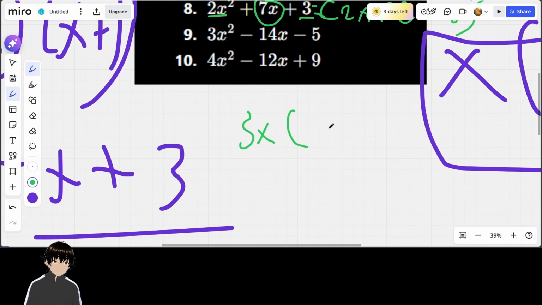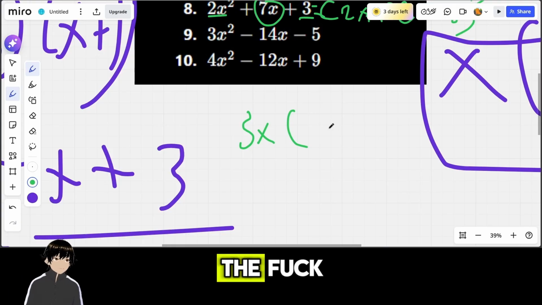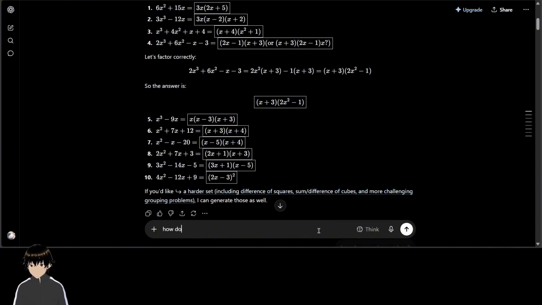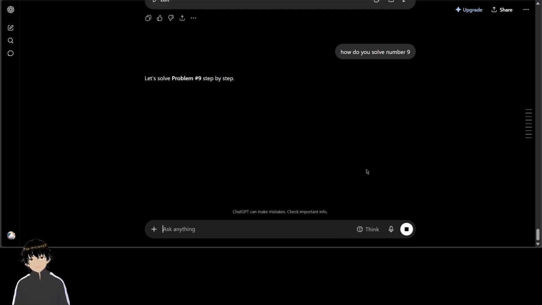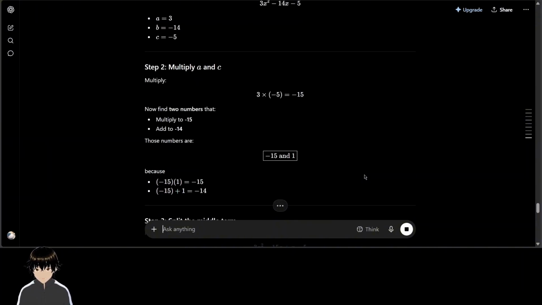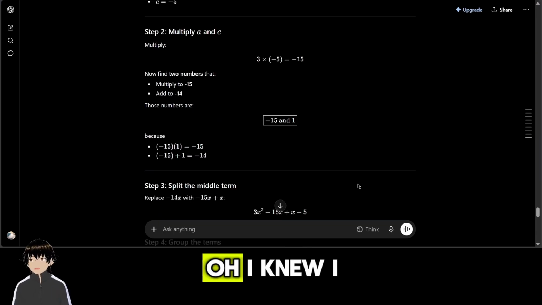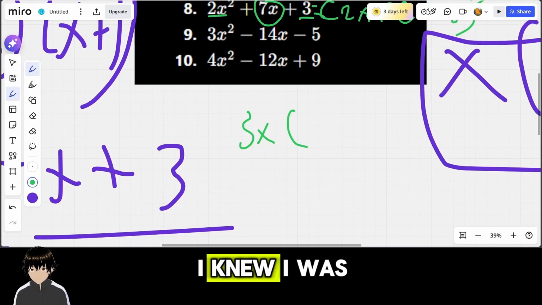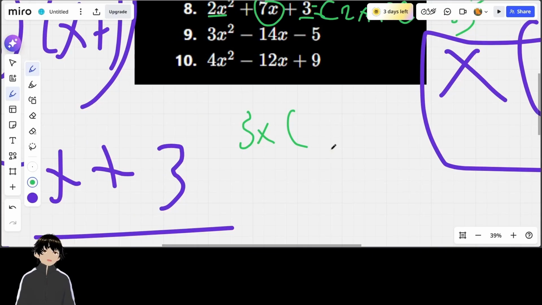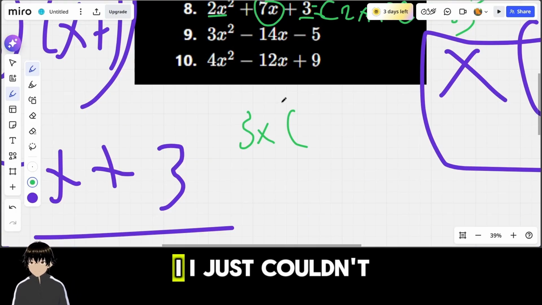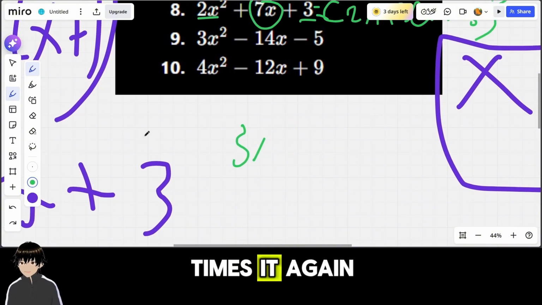How do you define this? Oh my god! I'm asking ChatGPT. Oh, I knew I was right. I knew I was right. My intuition was right. I just couldn't really express it, so we just multiply again.